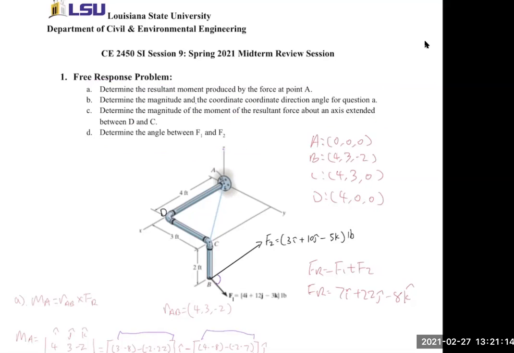Okay. All right. So I'm gonna move on to problem number two. Problem number two, same as problem number one. It's another practice free response problem.